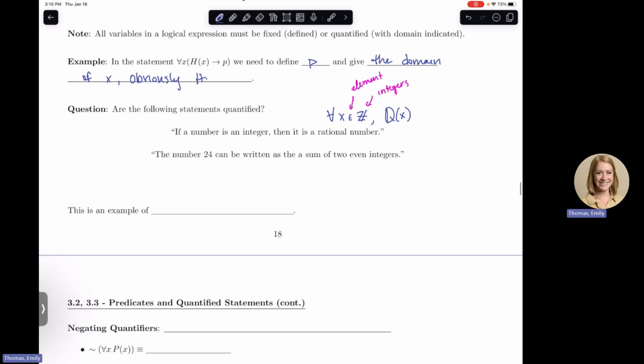Feels that way. Okay, the number 24 can be written as a sum of 2 even integers. This also does not look like a quantified statement, but it is. How can you write that in a way that it reads as there exists or for all? The number 24 can be written as a sum of 2 even integers. There's a number that can be written as... Nope, the number is 24, so... But there exists what?